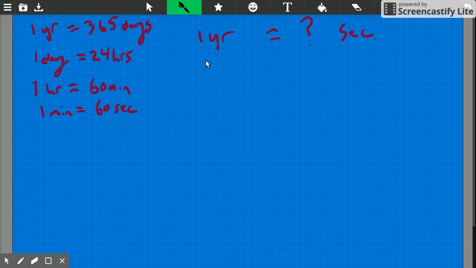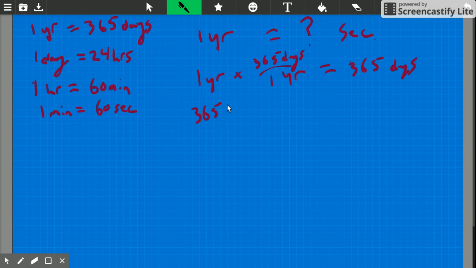First we want to get from years to days. So 1 year times our conversion factor, and we want to make sure that years are in the denominator, so it would be 365 days per year is our conversion factor. And we're going to end up with 365 days. 1 year times 365 is equal to 365. Now let's go to hours.